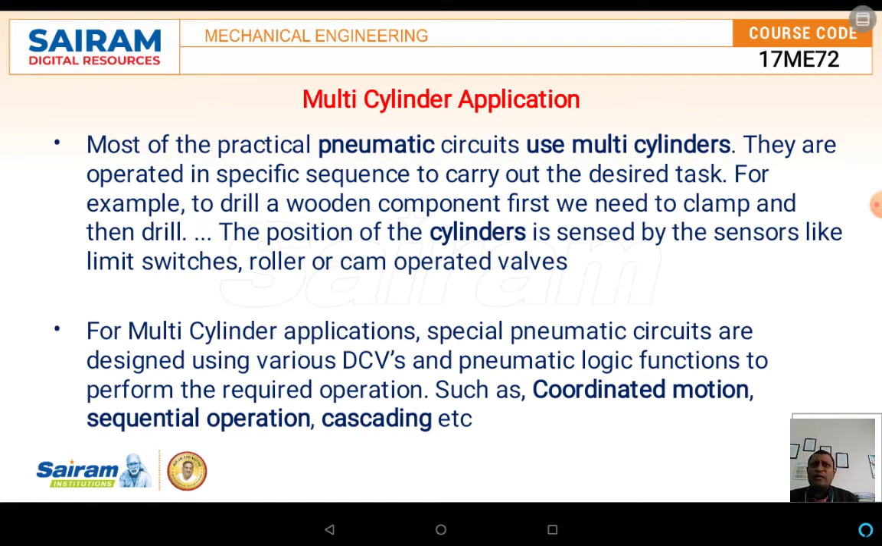Now, before going in depth into either coordinate motion, or sequential operation, or cascading, the most important thing is the practical implementation of this. It should be a feasible one.